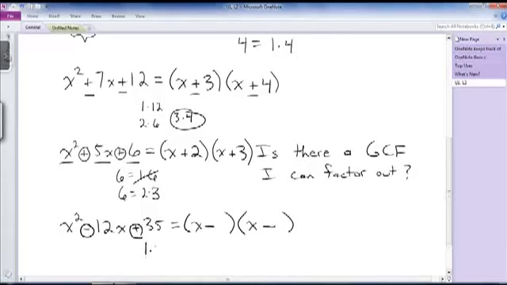You can either do 1 times 35. Well, still my stylus does not want to make a 3. Sorry about that. Or you can do 5 times 7. Those are your two choices.